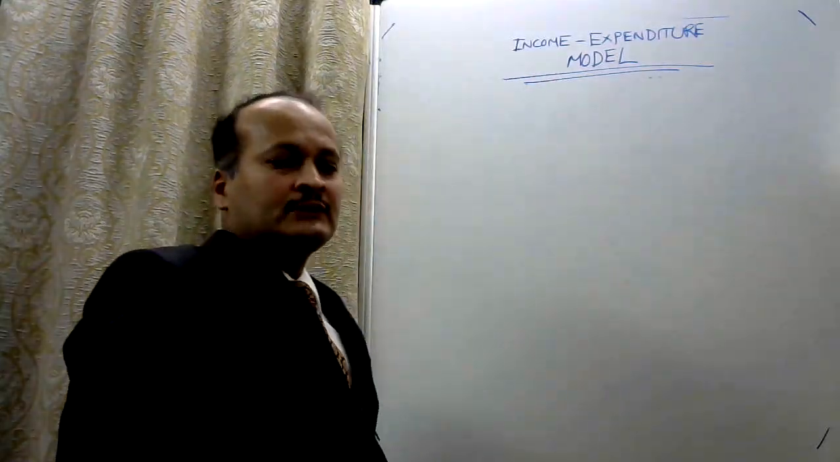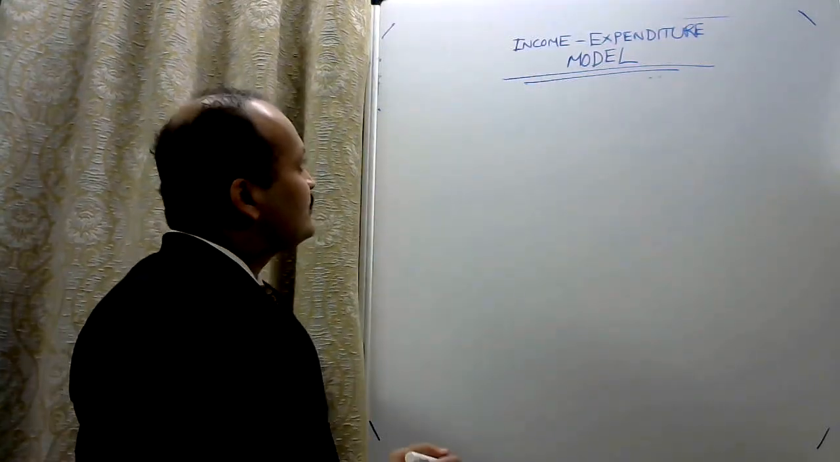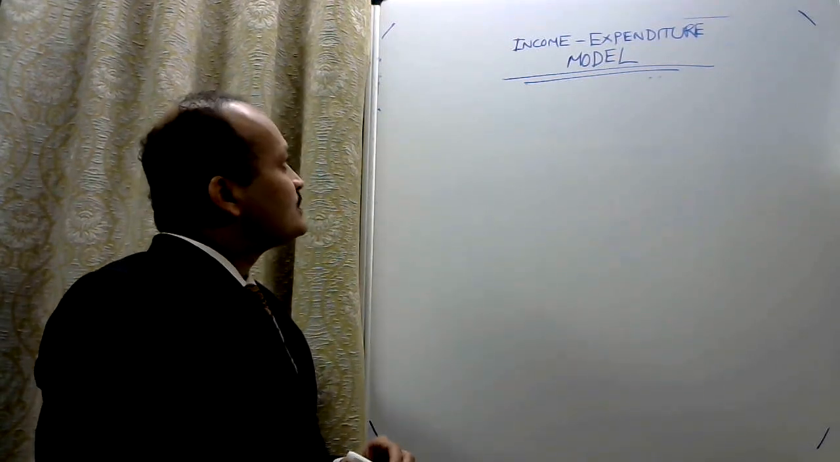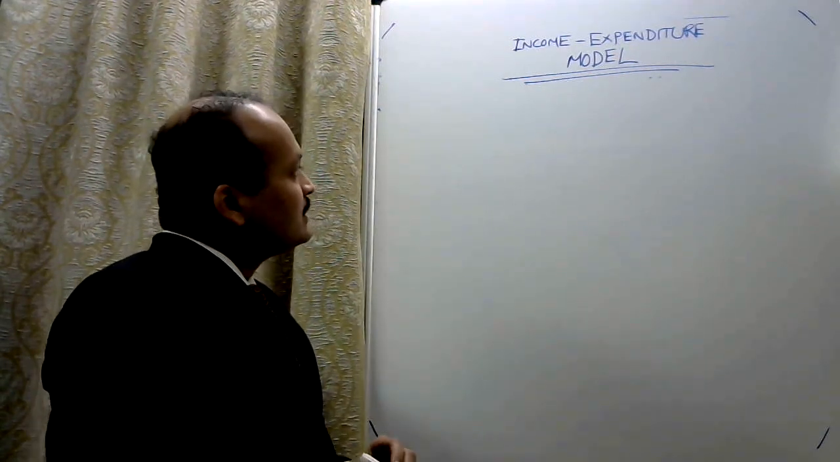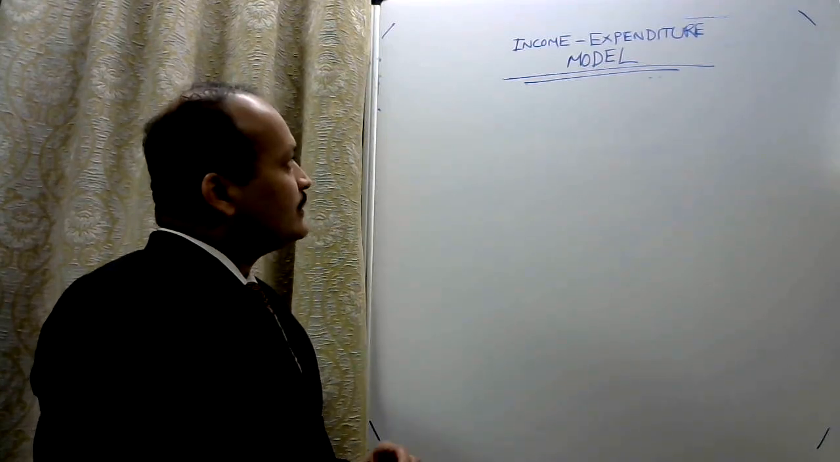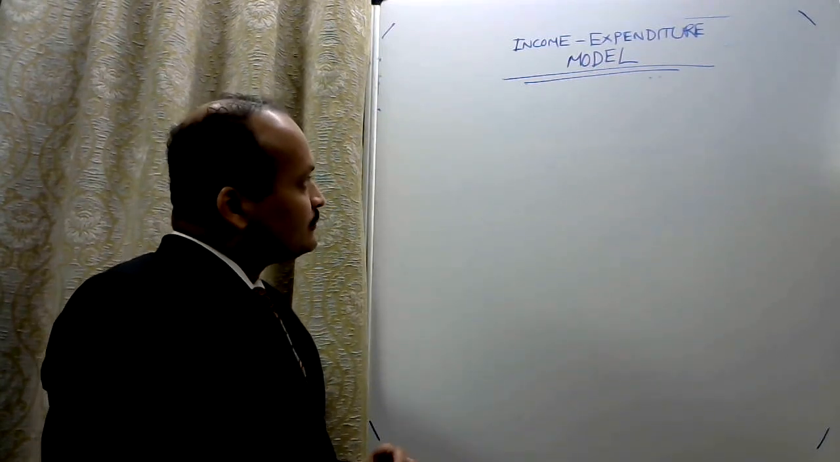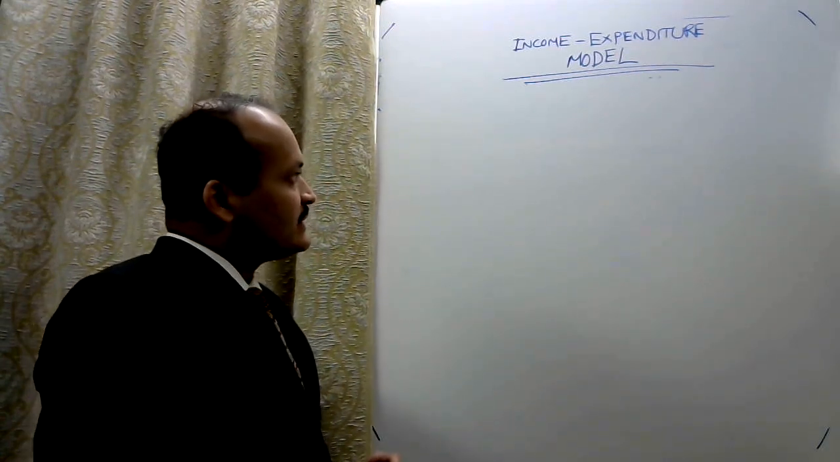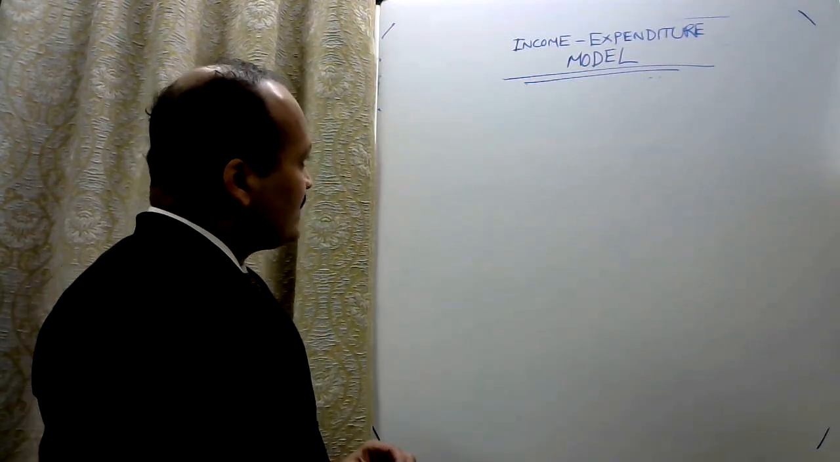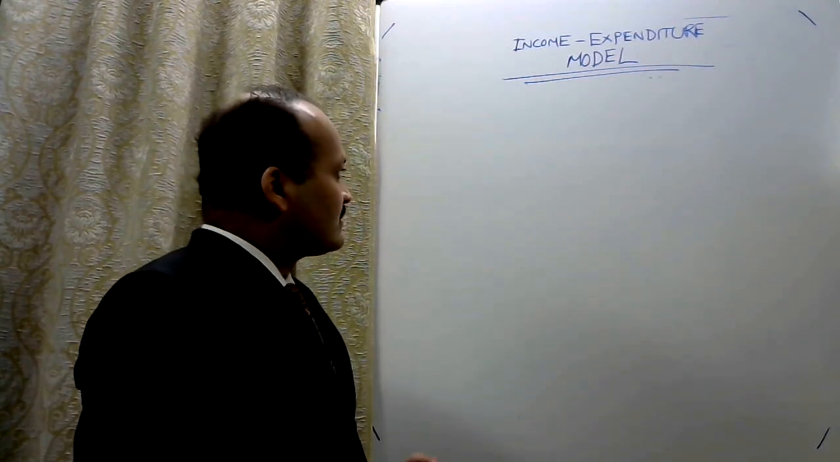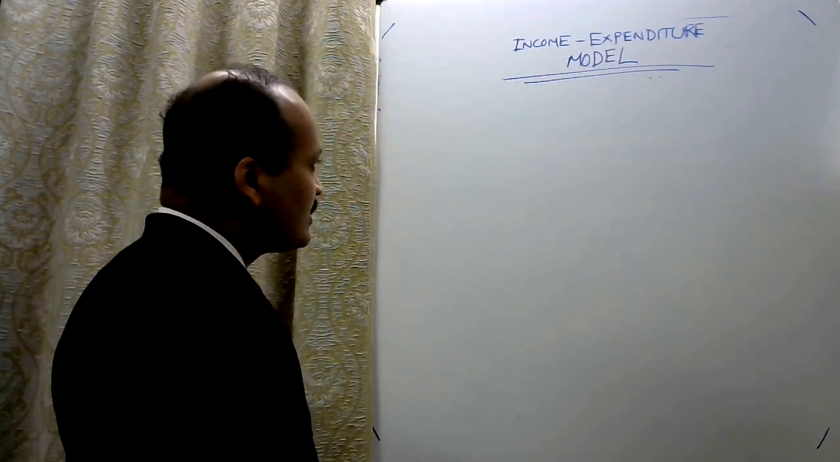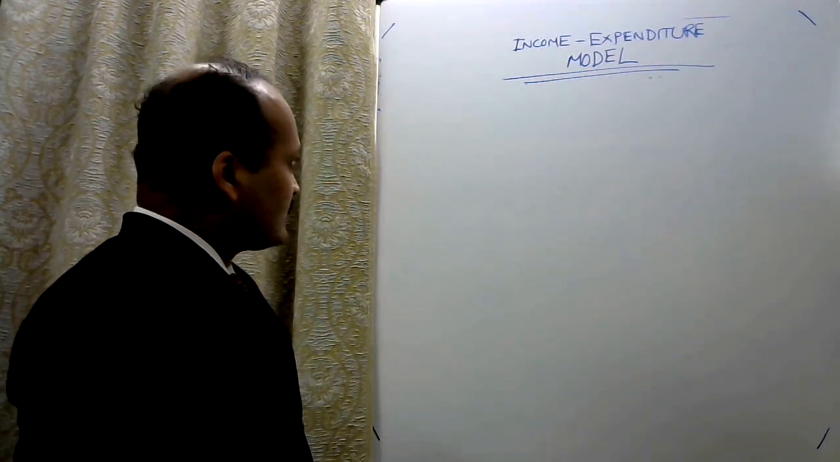In this lecture, I am going to discuss with you the very first model of this course, which is the income expenditure model. This model came during the Great Depression of the late 1920s and the early 1930s in the US, when there was a stock market crash and output fell significantly and unemployment also rose quite sharply.